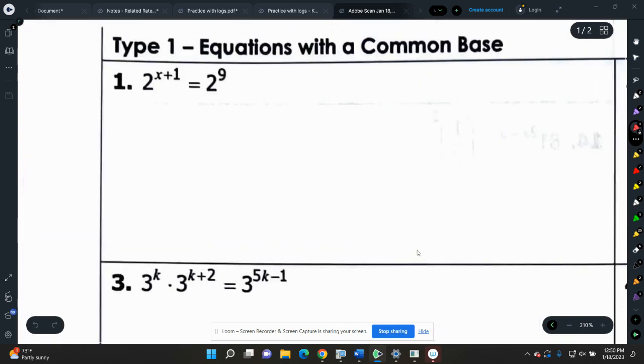What do you mean there's no base? The 2 is the base. This is the base. Base, base. Now you know.